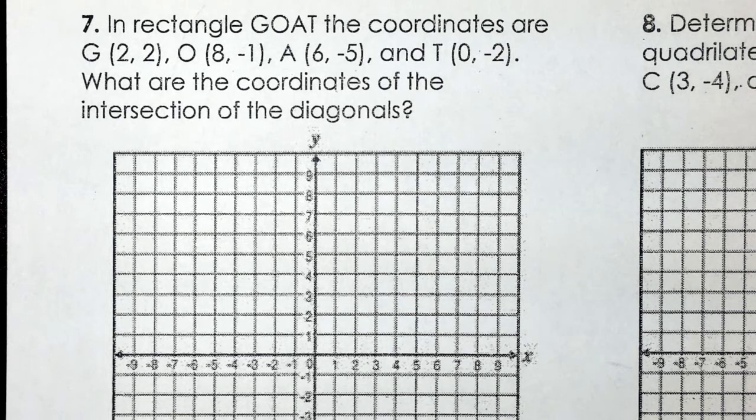On number 7, this one gives you a rectangle. It says what are the coordinates of the intersection of the diagonals. Listen to what the question is asking you. They give you a rectangle, they give you the coordinates of the rectangle. Then after that, they want to know what are the coordinates of the intersection of the diagonals. Where do the diagonals meet? That's all they want to know. It's just one point.